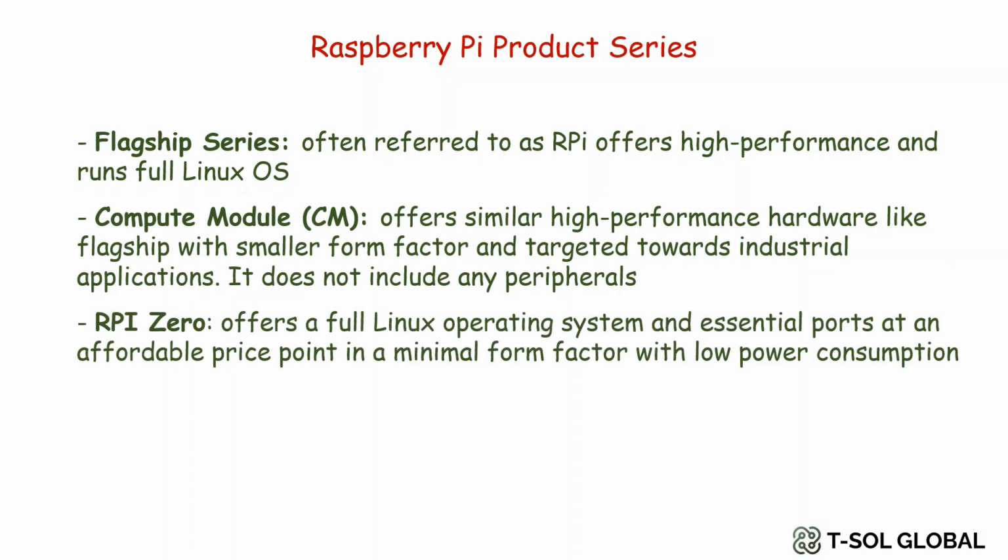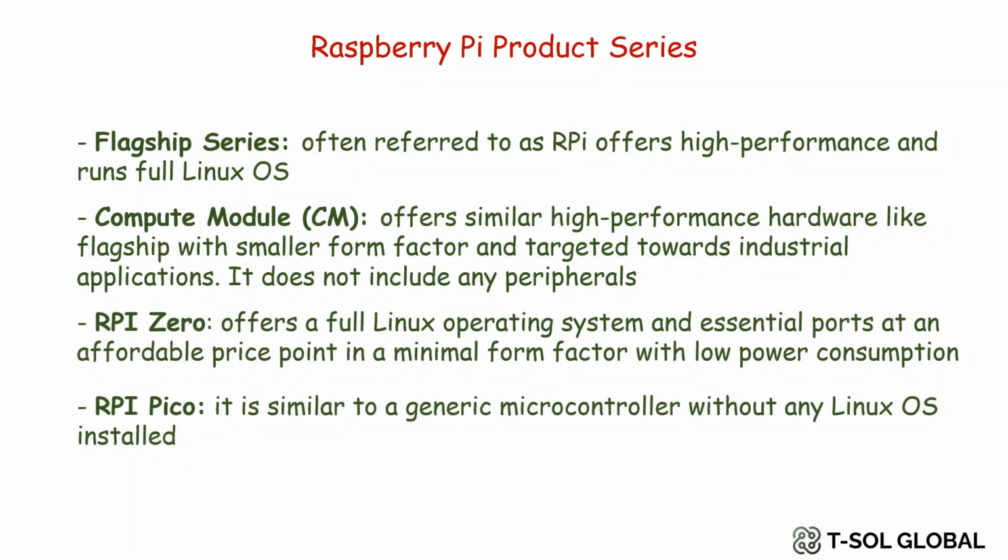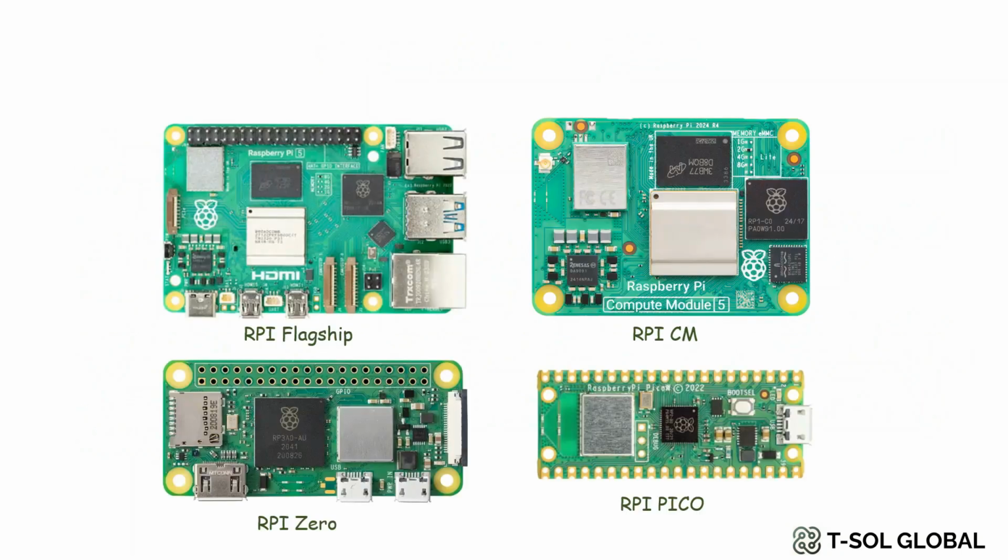Then there is Raspberry Pi Zero, which offers a full Linux operating system and essential ports at an affordable price point in a minimal form factor with low power consumption. Lastly, there is Raspberry Pi Pico. It is similar to a generic microcontroller without any Linux operating system installed. Here you can see some of the photos of the series for Raspberry Pi. In the left top, you can see the Raspberry Pi flagship series. Then in the right side top there is Raspberry Pi compute module, and in the downside you can see the Raspberry Pi Zero and Raspberry Pi Pico.